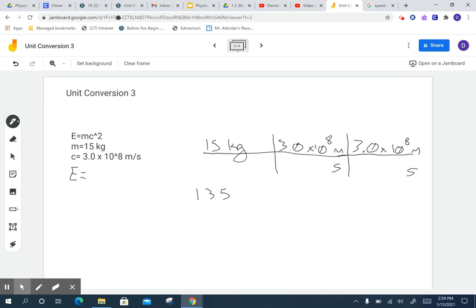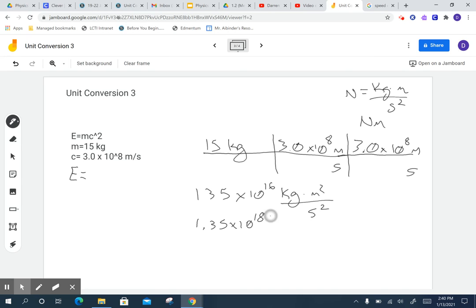times 10 to the 16th kilograms times meters squared per second squared. So that would be 1.35 times 10 to the 18th kilograms meters. Now, if you remember, a Newton is kilogram times meter per second squared, but here's meter squared. So this is actually a Newton meter, but in physics we call it a joule.